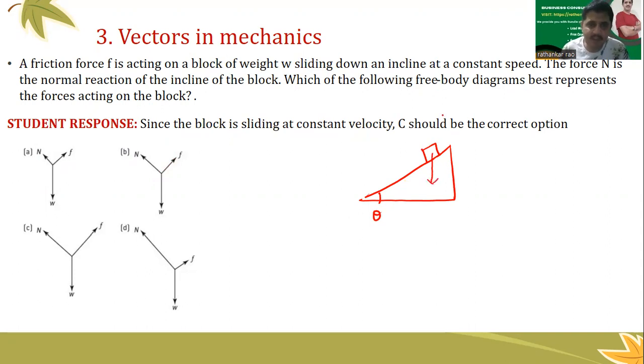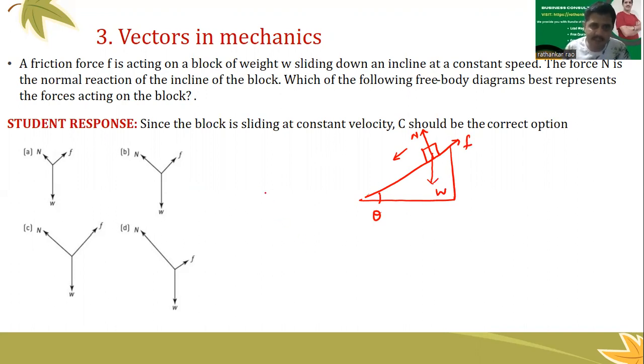So definitely, if I draw the free body diagram, weight would be acting downwards. And he says this is a normal reaction. How does the normal reaction act? Normal reaction always acts perpendicular to the plane. Normal acts like this. And he also says there's a friction force F acting on the block. Where is the friction force acting? If the block is moving down the incline, friction force should act upwards. This is a friction force.